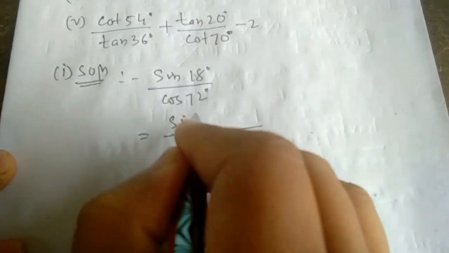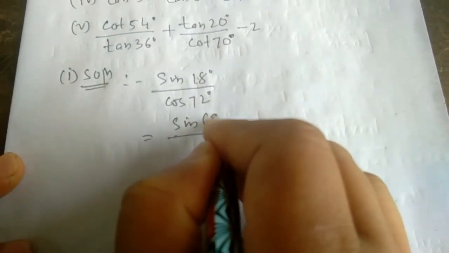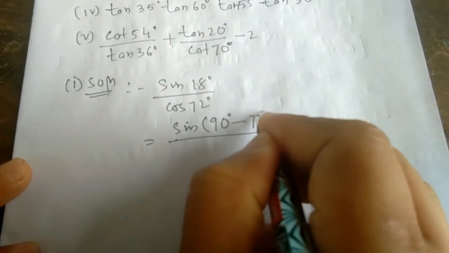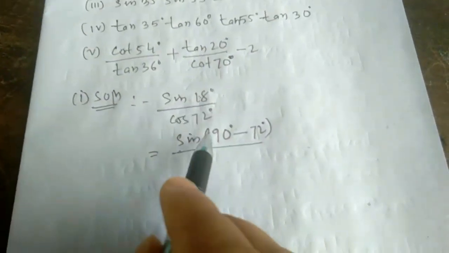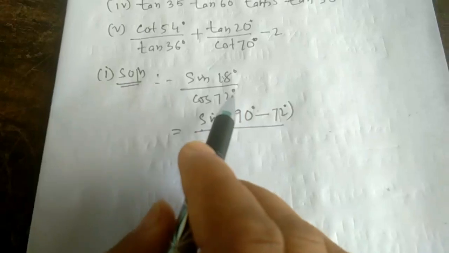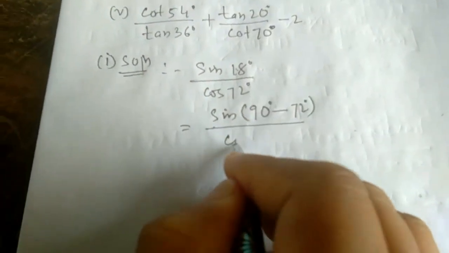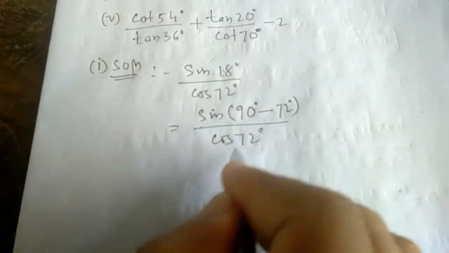So sine, complementary means 90 minus something, 90 minus 72. Directly you write: if you apply in the numerator, you will write 90 minus 72, and if you apply in 72, you will write 90 minus 18. The denominator will remain as it is, 72.